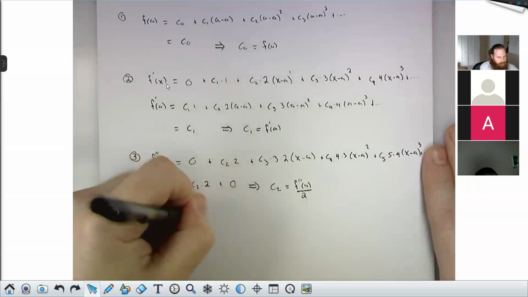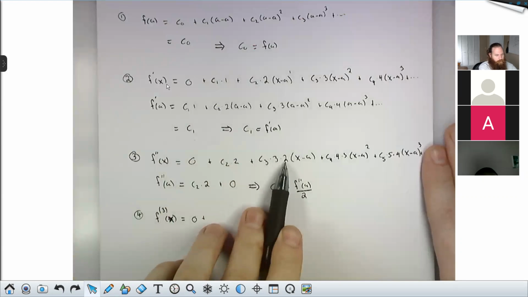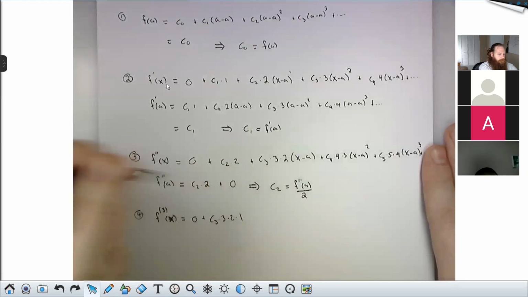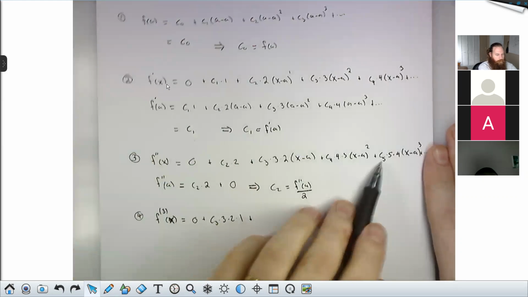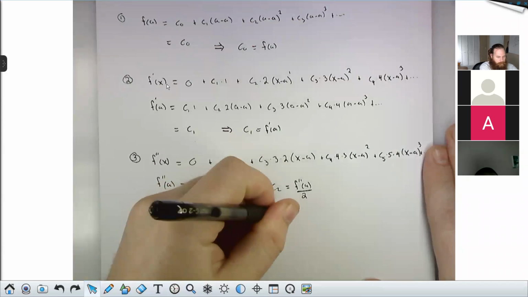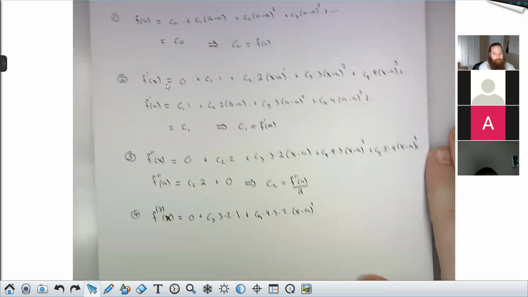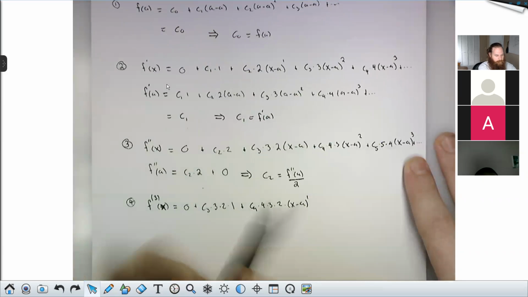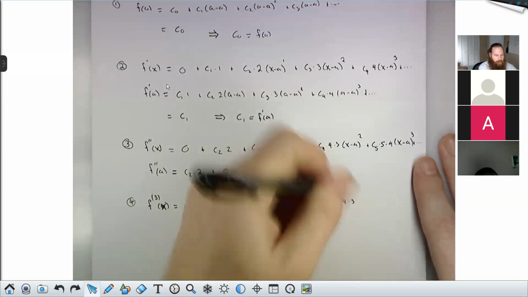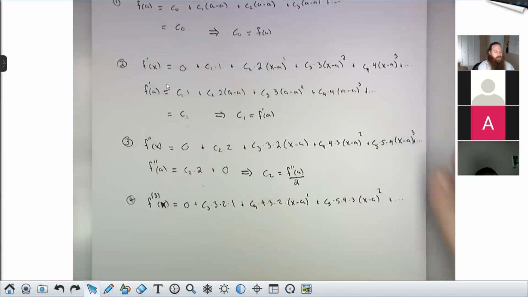This piece will differentiate to 0 plus, here I'll have c3 times 3 times 2 times the derivative of this, which is 1, plus. This piece, when I differentiate it, will become c4 times 4 times 3 times 2 times (x minus a) to the 1. This piece will become c5 times 5 times 4 times 3 times (x minus a) squared. And it'll continue on like that.